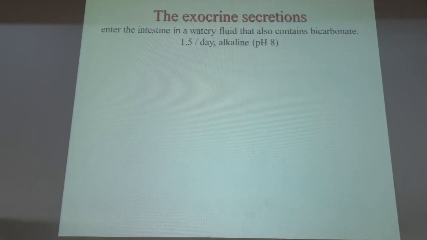The most important difference from the gallbladder secretion: gallbladder secretion just helps in digestion. It doesn't contain digestive enzymes, while pancreatic secretion contains strong digestive enzymes.